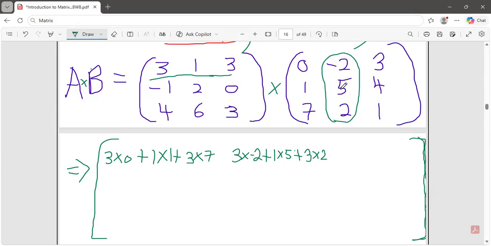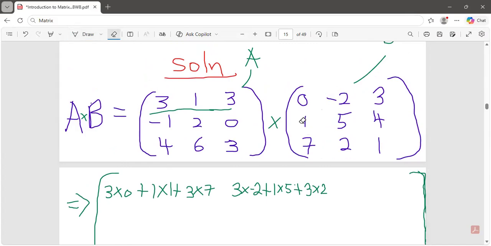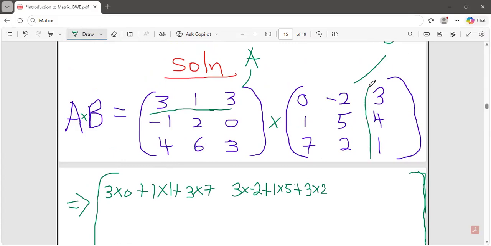Now that we are done with the second column, we have to focus on the third column. You see, it is still the first row. So now I'm going to multiply the last column, just as we have been doing.